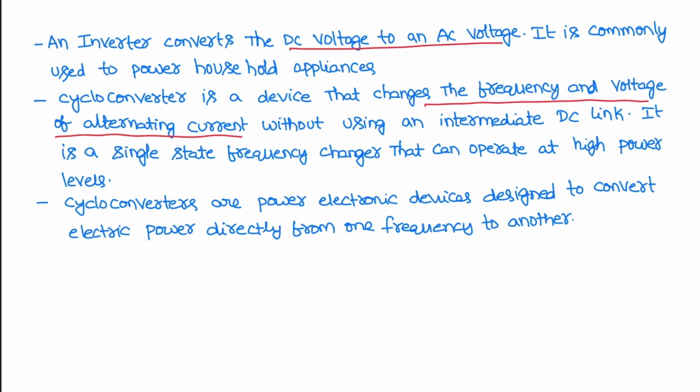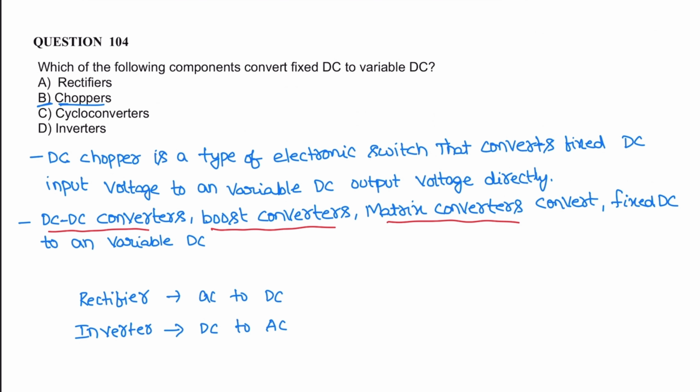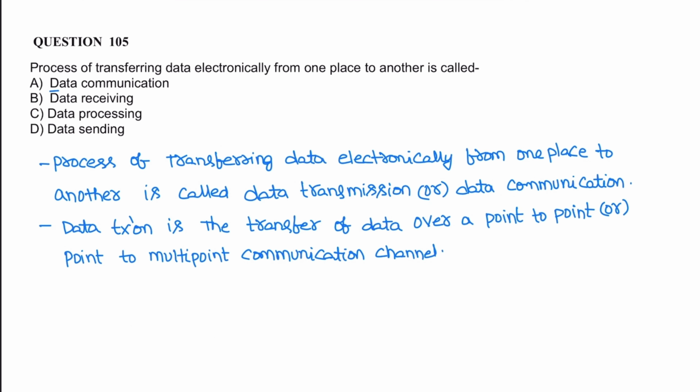Therefore, the correct option is B. Chopper, DC to DC converters, boost converters, matrix converters. These convert fixed DC to variable DC voltage. Next question. The process of transferring data electronically from one place to another is called data communication, or data transmission. Data transmission is a transfer of data over a point to point or point to multi-point communication channel. So option A is correct.